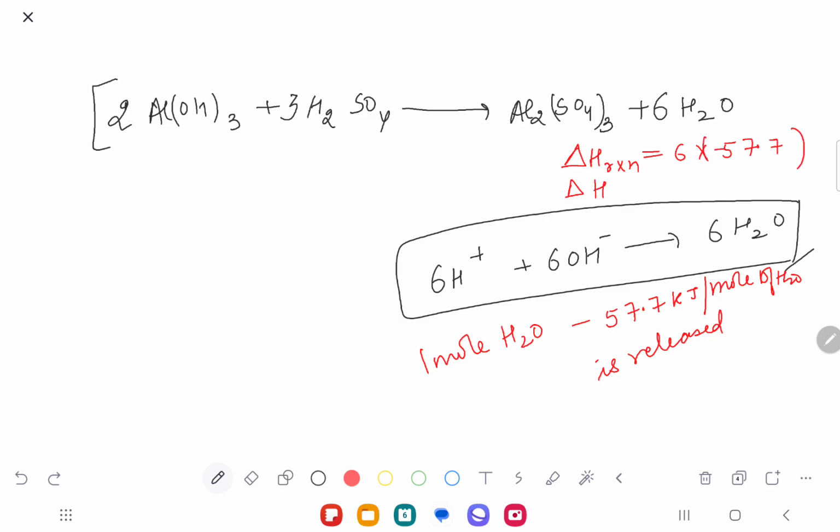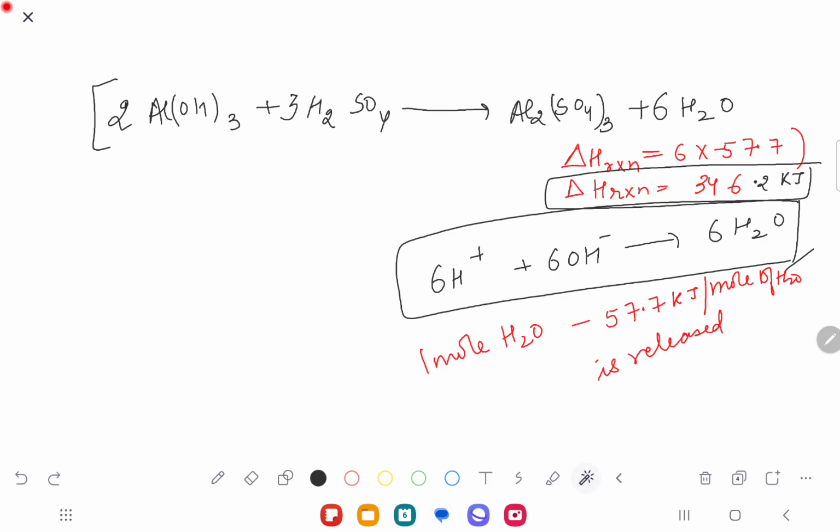And that shall be my delta H reaction. And that shall be how much? 6 times 7, 42, 46. 6 times 5, 30, 34. So 346.2. Understood or not? Any doubts in this? So this would be the heat of this particular reaction.